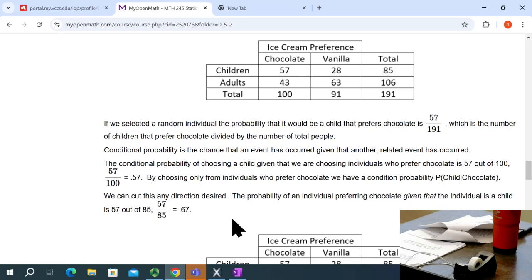What's the chance that it's a child? Chocolate or vanilla? That's the 85 over 191. I can convert these all to probabilities by dividing each one of them by the total.